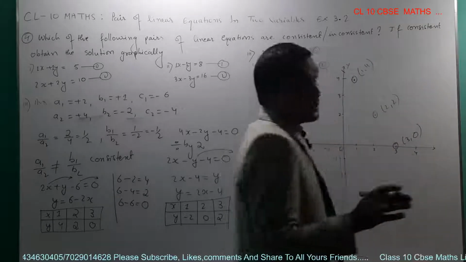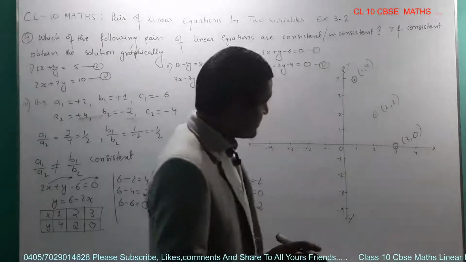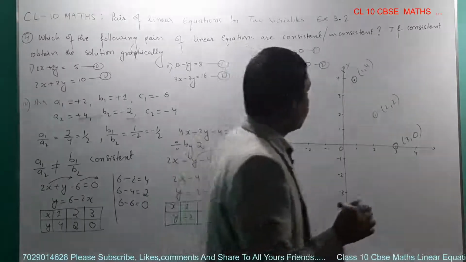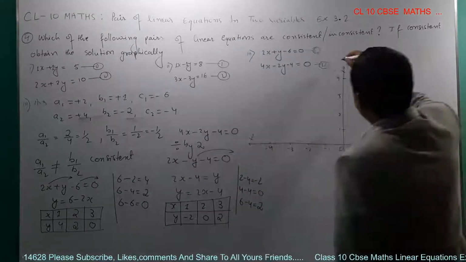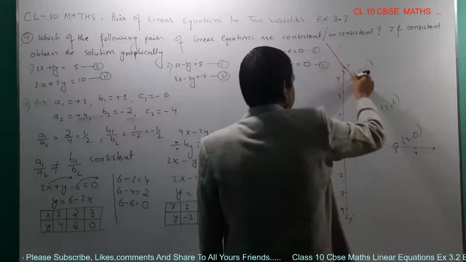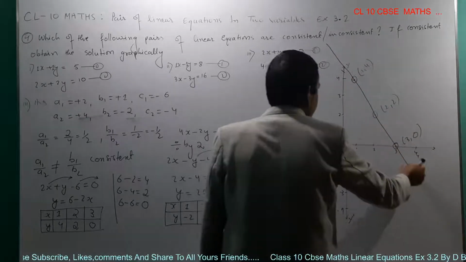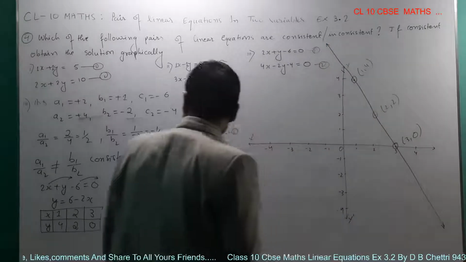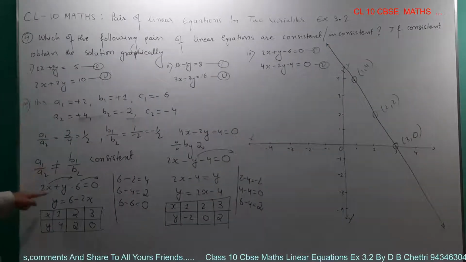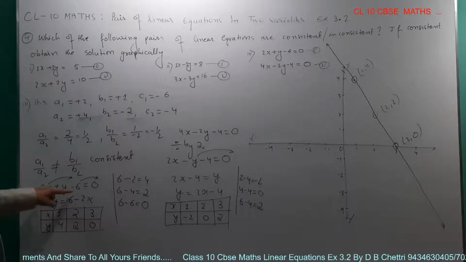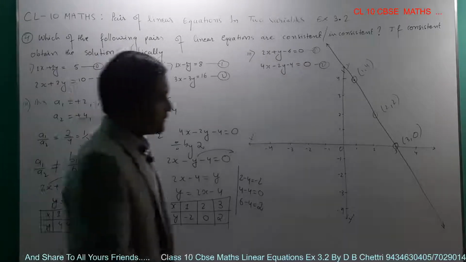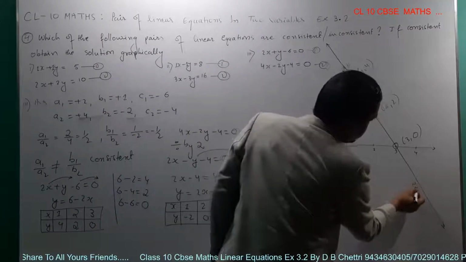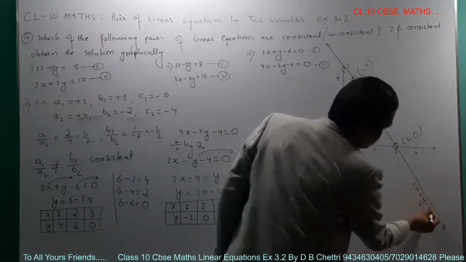I'm just showing the rough sketch. To get the correct answer, please use the graph paper to do the same thing. Now put the arrow on both sides. On one side, please write the equation. What is the equation? 2x plus y minus 6 equals 0.